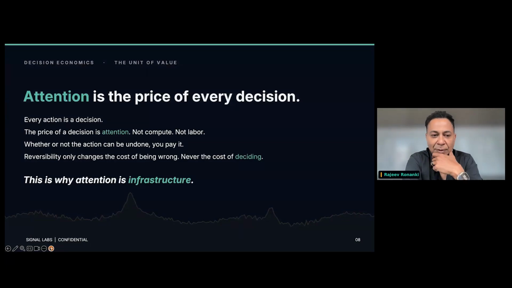And I'll leave you with this before we get into the demo that Jeff recorded for us: every action that we take is now an implied decision, and the price of every decision is attention. It's not compute, it's not labor, it's not whether or not an action can be undone. Ultimately, attention is the thing. It's not a soft skill or a buzzword. It is the foundational thing on which you build everything else, which is why we're calling it infrastructure. And that is the work that we want to do with all of you.